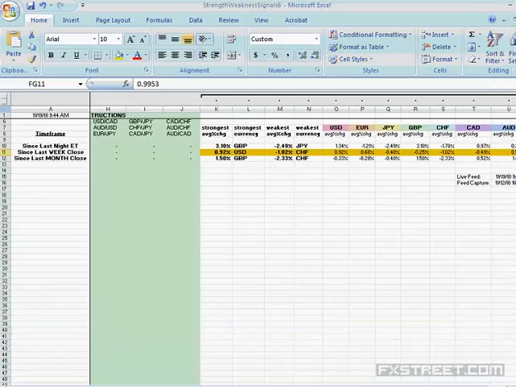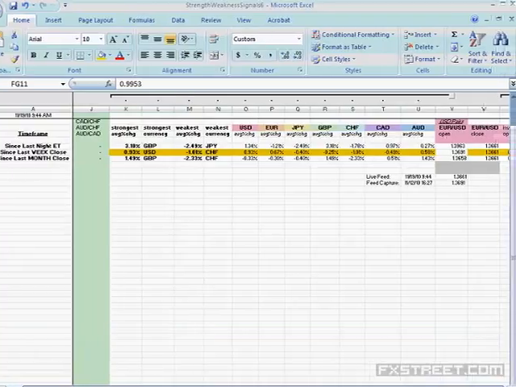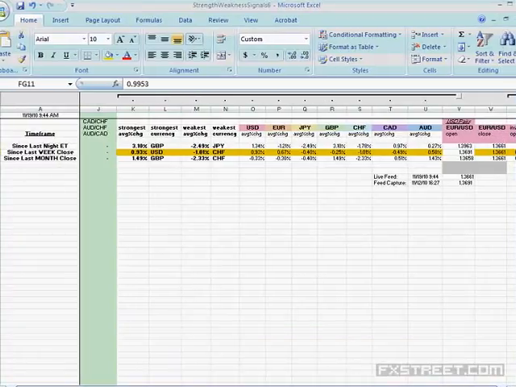Let me just show you one last time what I often do. This is my spreadsheet again, regarding your question on strength and weakness. I'm always looking at least at these majors: the dollar, euro, yen, pound, Swiss, Canada, and Aussie.